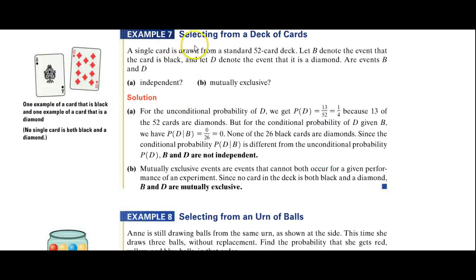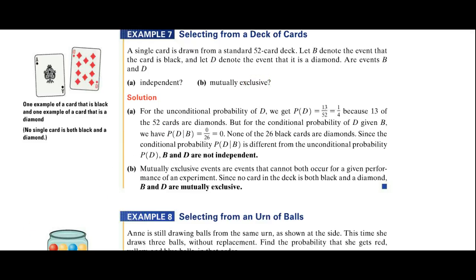All right, in example 7, selecting again a card from a deck of 52 cards. Let B denote the event that the card is black. Let D denote the event that the card is a diamond. Are set B and set D independent? And later, are they mutually exclusive?